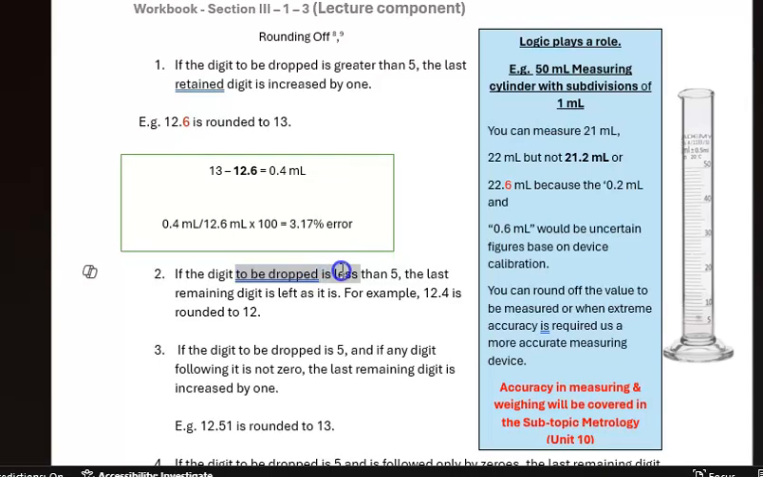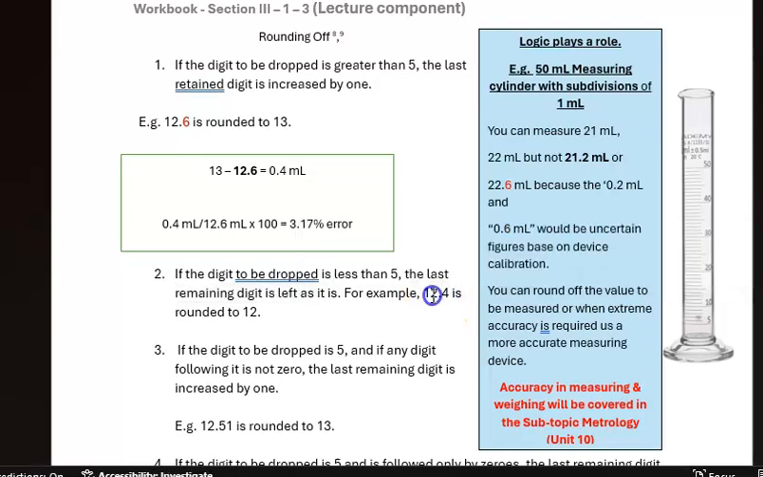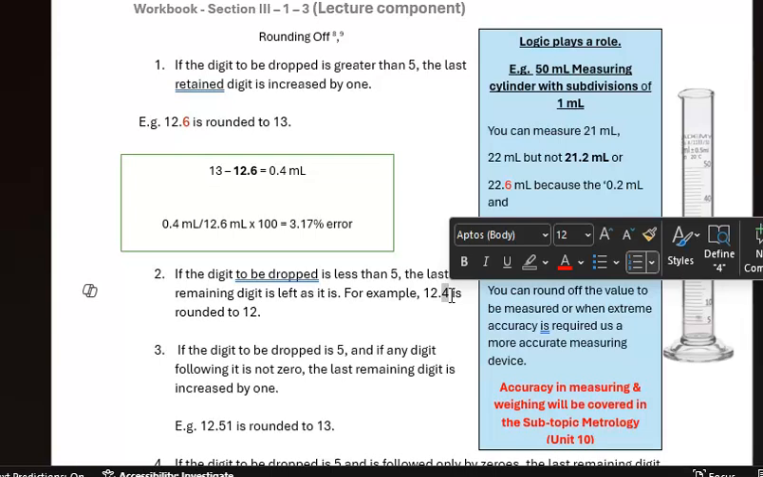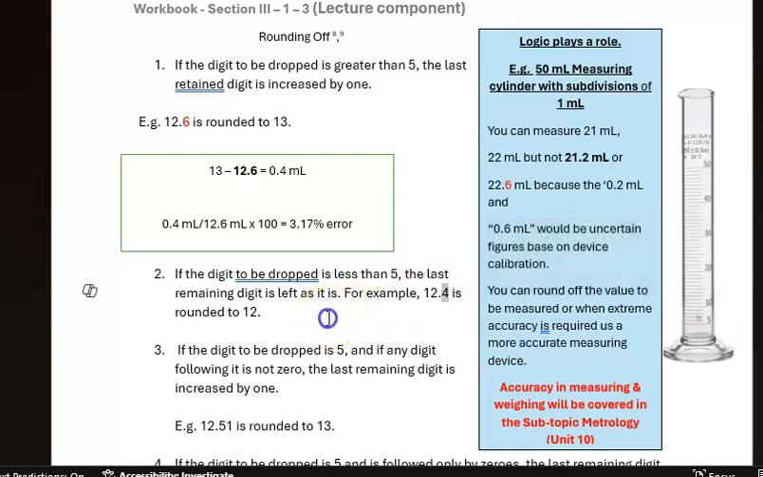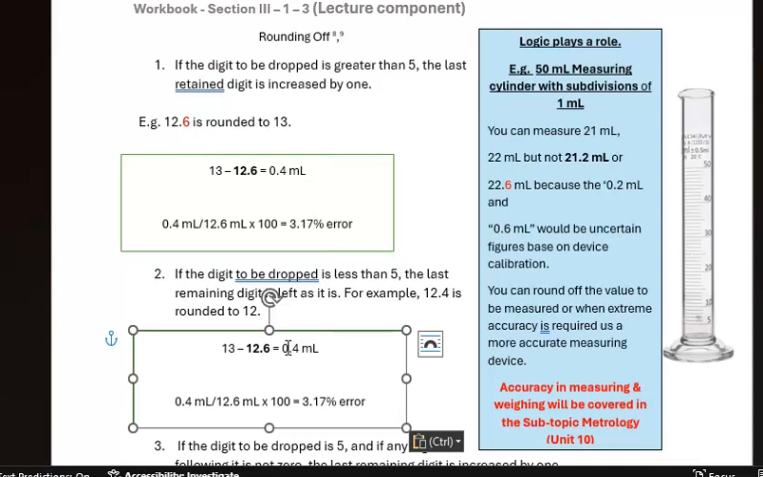If the digit to be dropped is less than 5, then we will keep the main digit that is to the left of the decimal or to the left of the number. So let's go 12.4, and we will keep it to 12 because the 0.4 is less than 0.5, so we're literally dropping it. Again, in pharmacy practice, this is a big thing. That means that you're dropping off some of the medication. And so how much of the medication are we dropping off? You need to be able to check your error.